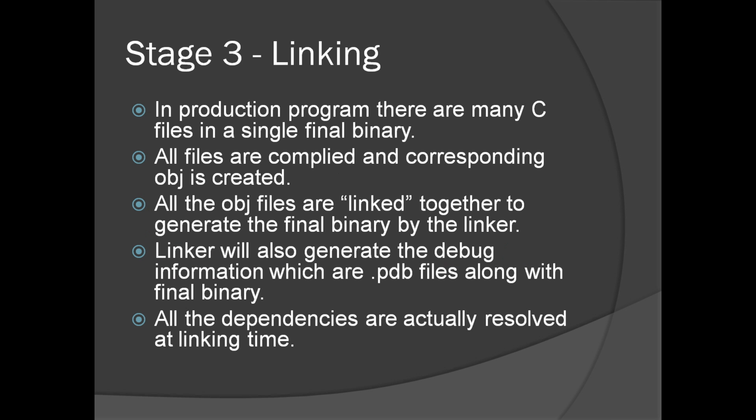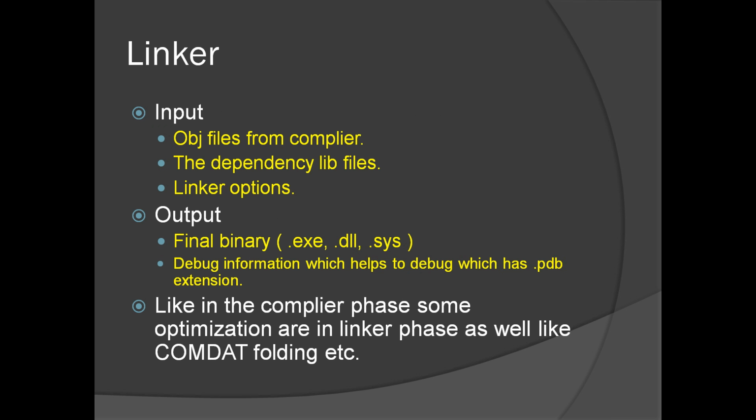So the final stage, which is stage 3, is linking. As I mentioned in the presentation regarding multiple files, in any production program, there are so many C files included. All those C++ files are compiled to corresponding obj files, and it is the linker that connects these obj files into a single program which can be executed by the operating system or the loader of the operating system. The linker will also generate the debug information which helps to debug that particular program. All these breakpoints we were giving and watch variables are working with the help of PDB files, which are created by the linker.